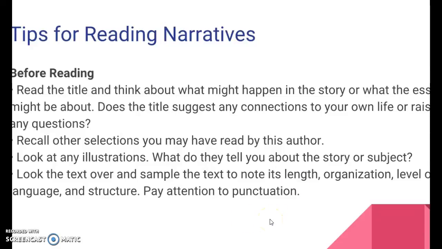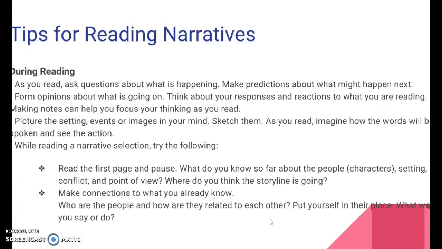Pay attention to punctuation. During reading, as you read, ask questions about what is happening. Make predictions about what might happen next. Form opinions about what is going on. Think about your responses and reactions to what you are reading. Making notes can help you focus your reading. Picture the setting, events, or images in your mind. Sketch them. As you read, imagine how the words will be spoken and see the action.